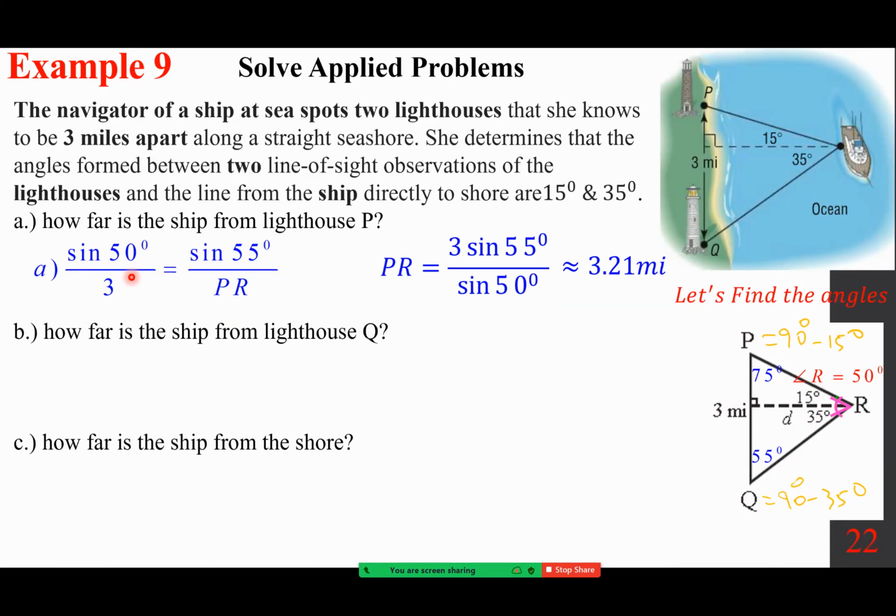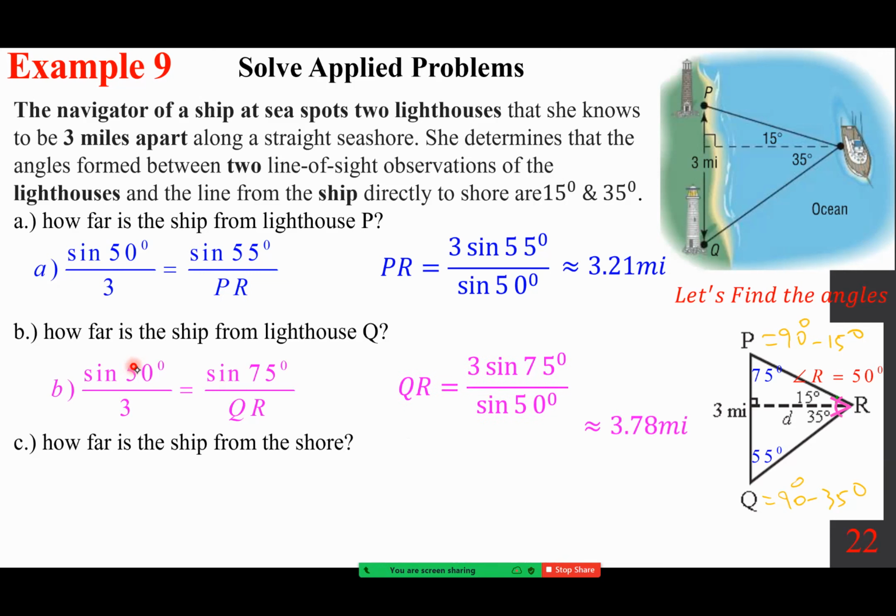We're going to use the same thing, sine 50 over 3, but this time sine of 75 over QR, because that's what we want for the second part. And therefore QR is 3 times sine 75 divided by sine 50. And using a calculator would result in 3.78 miles.